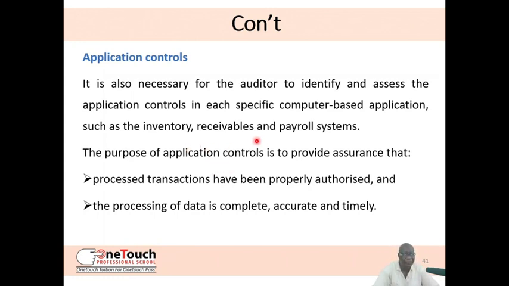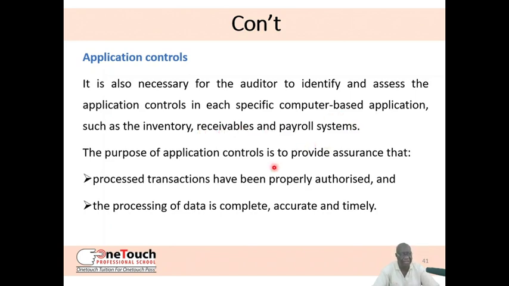It is also necessary for the auditor to identify and assess application controls in each specific computer-based application. Every software has its own application controls, such as the inventory, receivables, and payroll systems. Inventory system may have its own control put in place. Receivables, like receiving money, there too there should be controls put in place. Payroll should have its own control system.